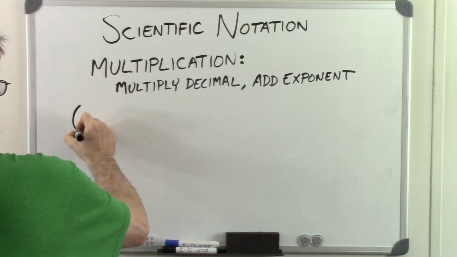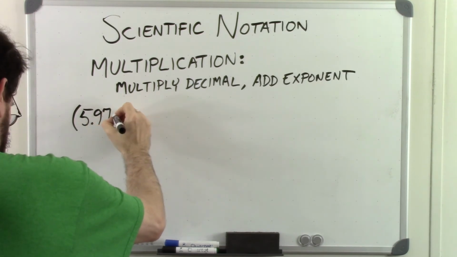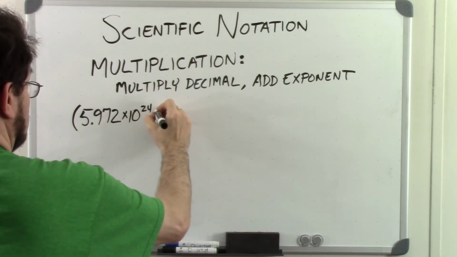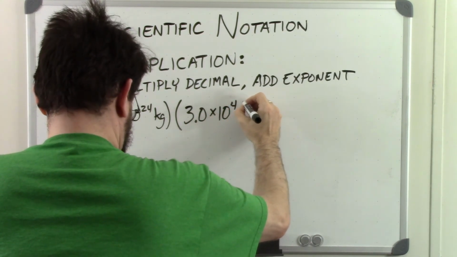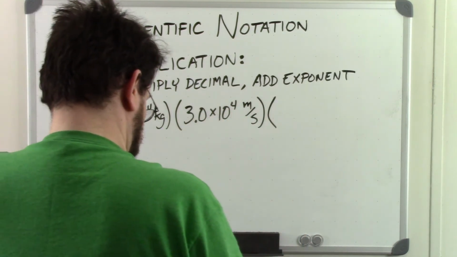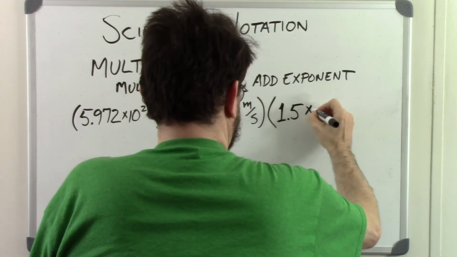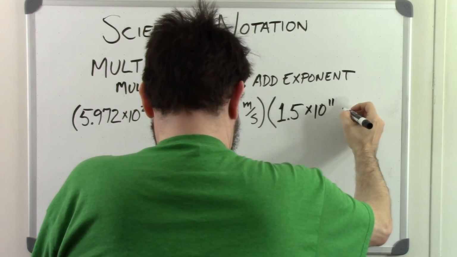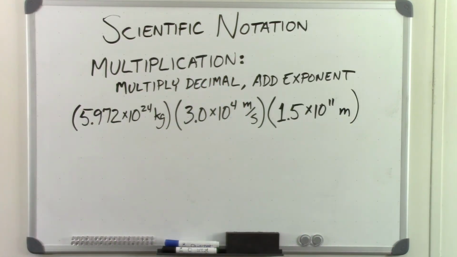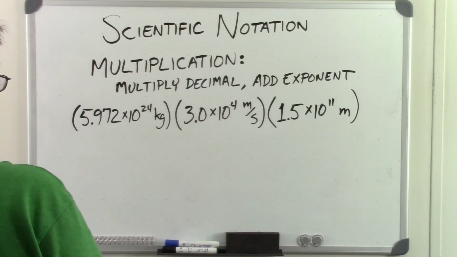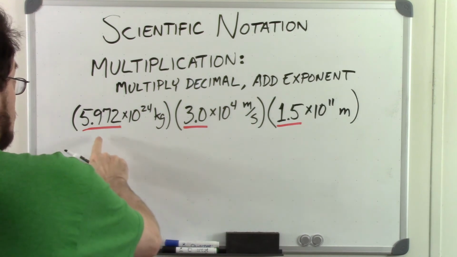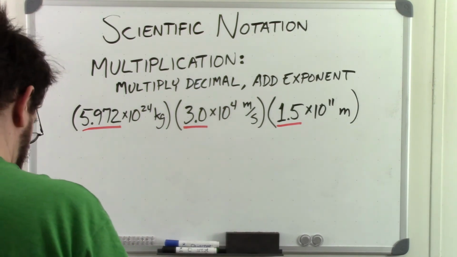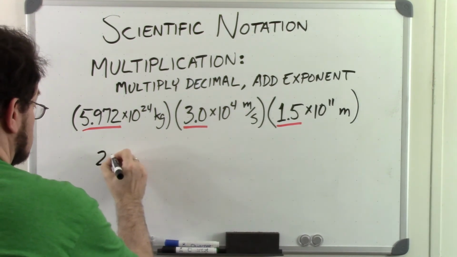As an example, let's calculate the angular momentum of Earth orbiting the Sun. In this case, the angular momentum is the Earth's mass times its orbital speed times its distance to the Sun. This gives us 5.972 times 10 to the 24th kilograms times 3.0 times 10 to the 4th meters per second times 1.5 times 10 to the 11th meters. We multiply together the decimal parts, 5.972 times 3.0 times 1.5 equals 26.874.